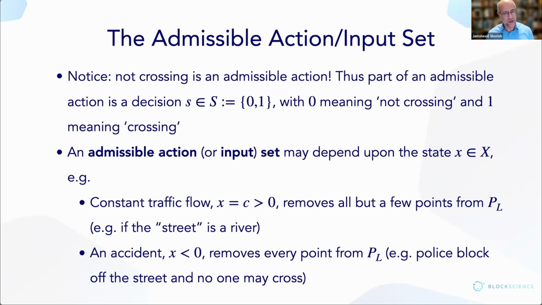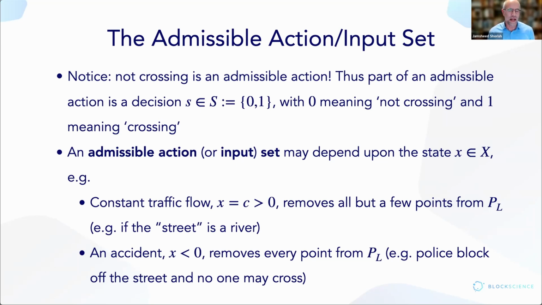And notice also one thing to be very clear: when an individual is deciding whether or not to cross a street, still standing there not crossing the street is an admissible action. So this is a callback to some of the commentary from Matt Stevenson back when we were first describing admissibility and action sets. Just walking away from the game is an admissible action. So part of the admissible action has to be the decision on whether or not to cross.